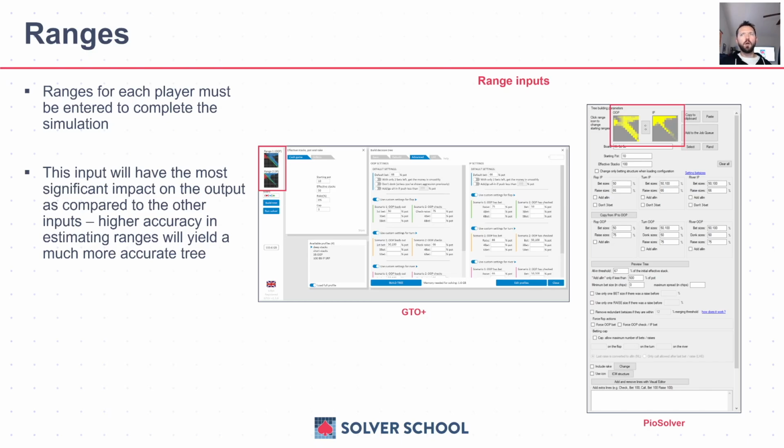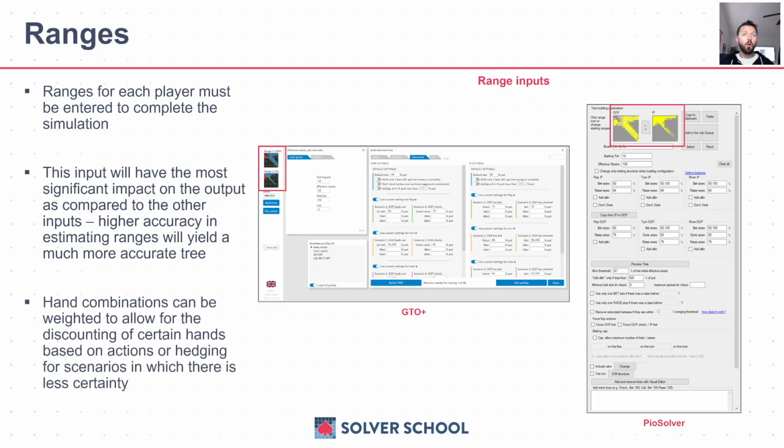Now, ranges are going to have the most significant impact on the output as compared to the other inputs. So higher accuracy in estimating our ranges is going to yield a much more accurate output and a much more accurate game tree. What we can do here is weight hand combinations to allow for the discounting of certain hands based on actions. It also allows us to hedge for scenarios where we might have less certainty, and we'll talk a lot about that in Module 3, where we talk about building game trees and entering different ranges.